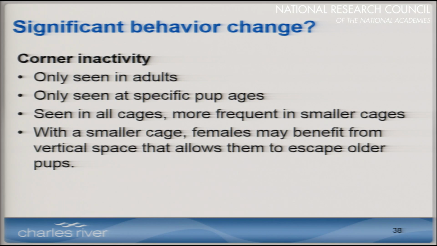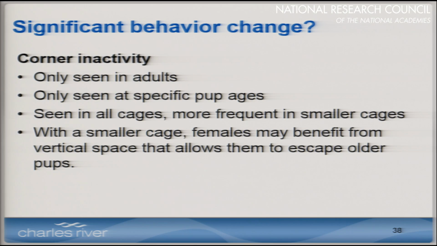We did see one change of behavior. Its significance is still under discussion, but it was something that was coined corner inactivity. This was a rodent behavior that hadn't been identified in the literature before. Brianna coined the term corner inactivity. It's only seen in adults, only seen when the pups were a specific age, roughly 2 weeks of age and over. It was seen in all cage types, so all sizes, but it was more frequently seen in the smaller cages, and the smallest cage in particular was statistically significant versus the other cages.